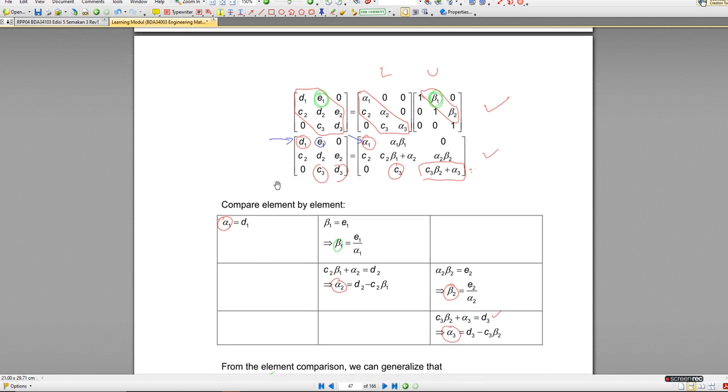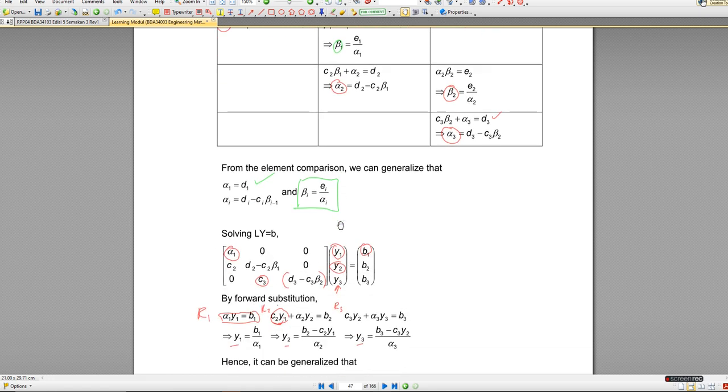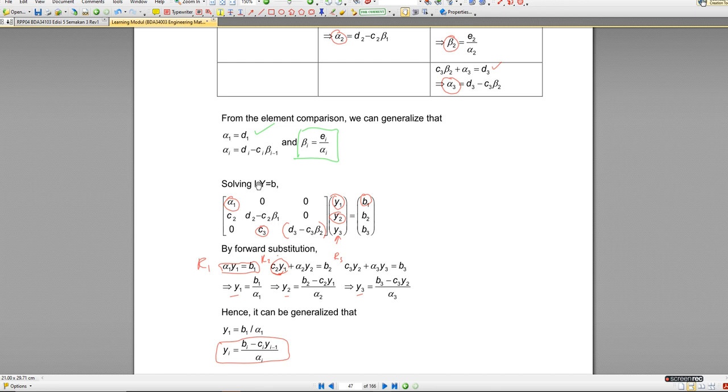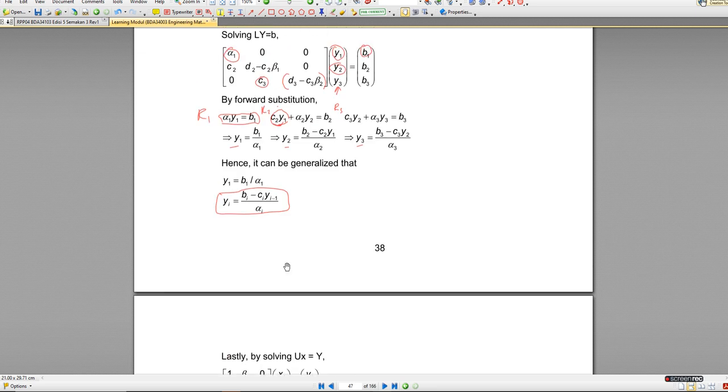The process is the same as variant one, whereby we compare element by element based on matrix A, matrix L and matrix U. After we get the respective elements, let's say we got the value for beta 1, we solve using matrix L multiplied by matrix Y equal to matrix B. So we get the elements of Y, and then we repeat using UX equal to Y to get the elements of X.